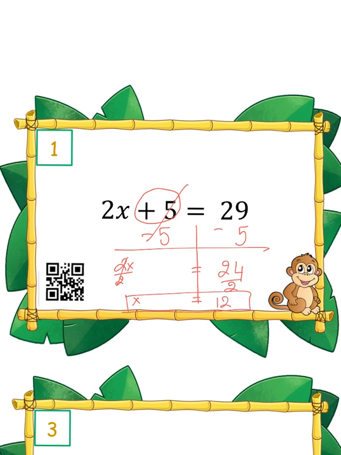To check the answer, you can substitute whatever you got, plug it into the x, and check whether the answer is correct or not. So 2 times 12 is 24. 24 add 5 is 29. So 12 is the correct answer.